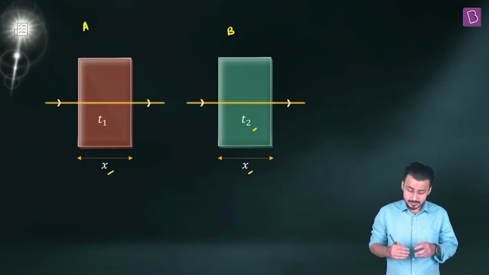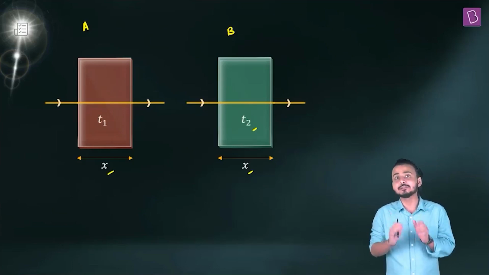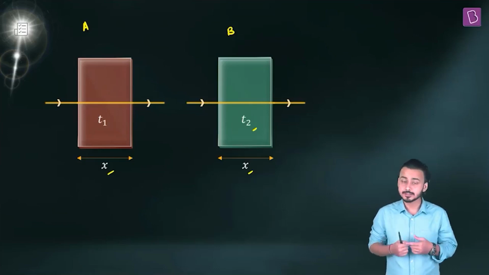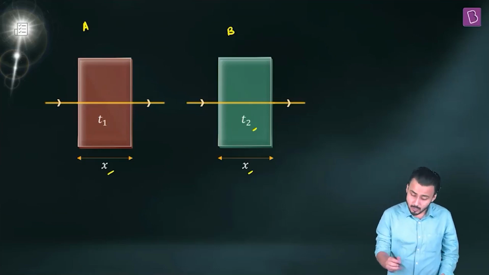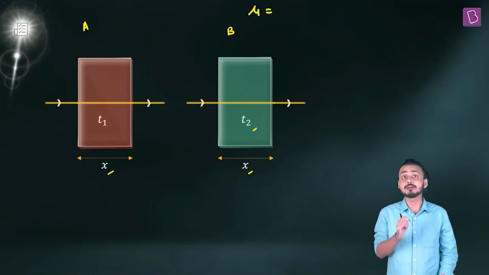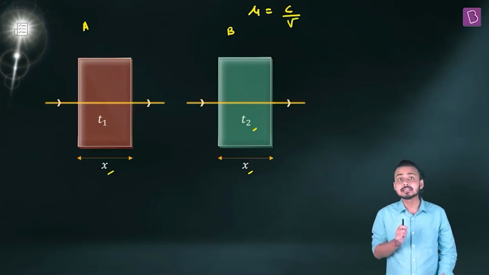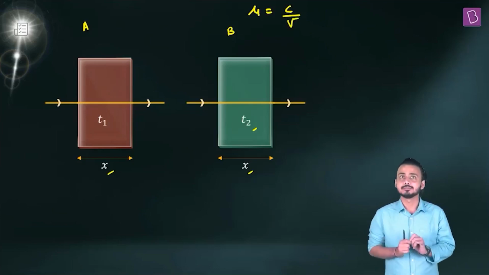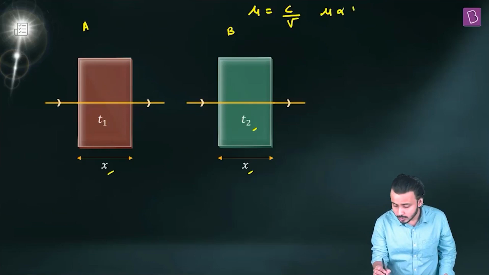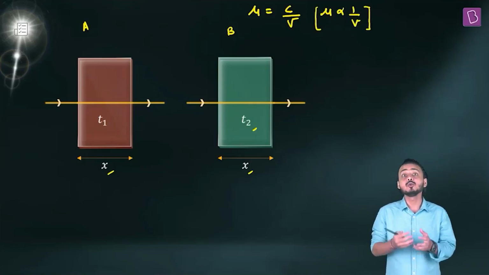Why so? Sir, when the distance is the same, why is the time taken different? The time taken is different because the speed of the light ray inside different media is different. Why, sir? Because mu of a medium, as you have studied, is given by C by V. What is C? C is the speed of light in the vacuum and V is the speed of light in the medium. So mu is proportional to 1 by V. That means the higher the refractive index, the lower will be the speed of the light ray in that particular medium.